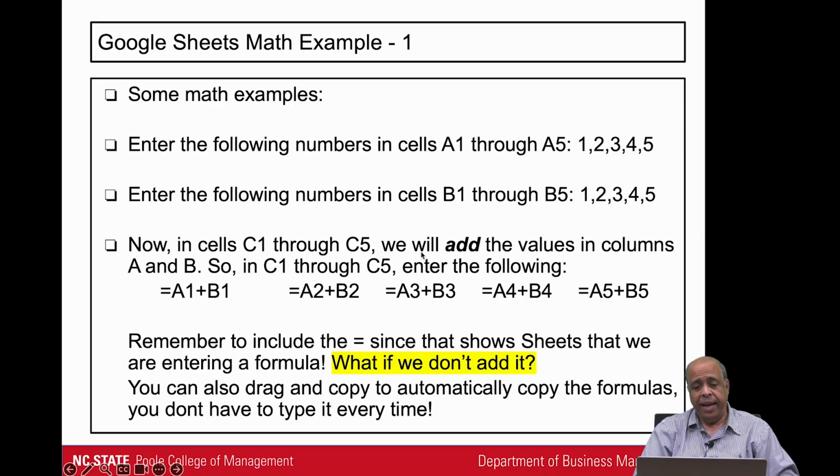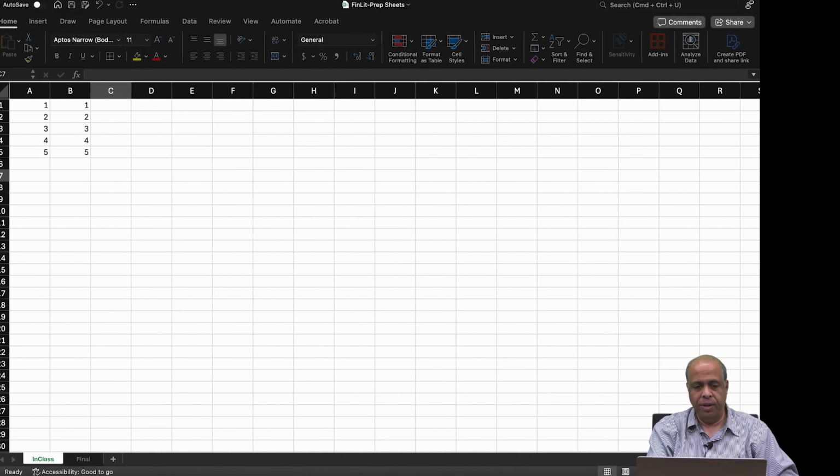Now I'm going to go ahead and add all of these values in cells C1 through C5. Now remember that the symbol that we'll use to denote addition is this plus symbol. So in cells C1 through C5, we are going to enter these formulas. The one thing that you should always remember is that in Google Sheets, we have to enter this equal to sign first to tell Google Sheets that, hey, I'm entering a formula. Okay, so let's go ahead and see how that would work.